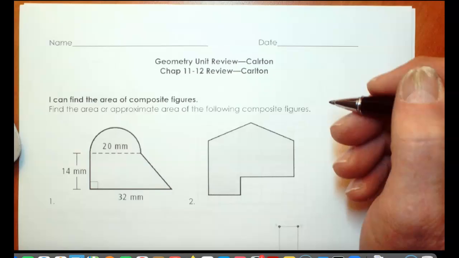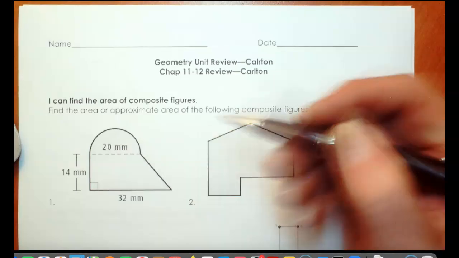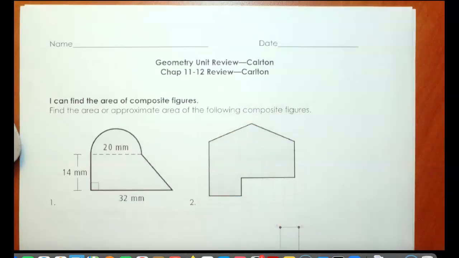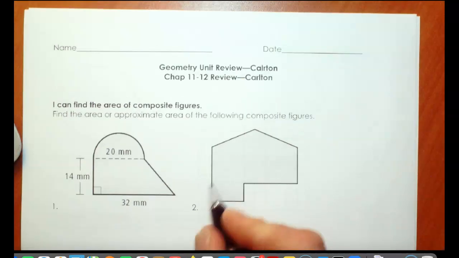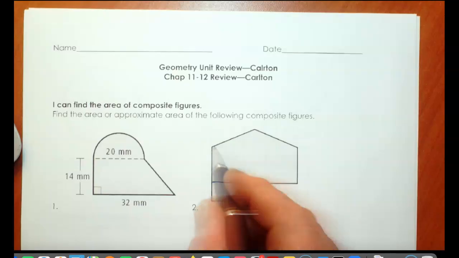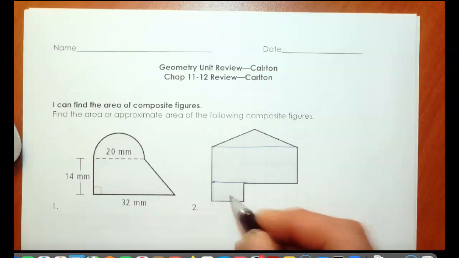Alright, let's get going. We have to find the area of these shapes, the approximate area or the area. This one here we'll have to approximate. Let's go ahead and start with this one. We'll do things a little bit differently. I'm just going to make a couple of rectangles here. I can find a big rectangle, a little rectangle, and then a triangle.